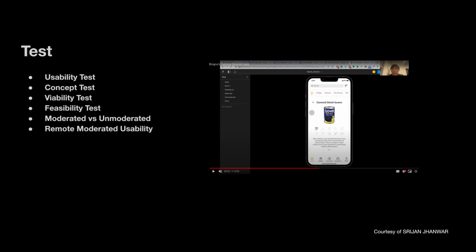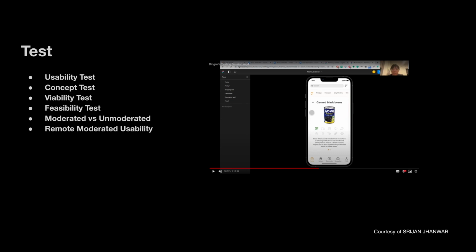Moderated is when you're there and you get a little higher quality data from that if you do it correctly. In-person is fine, but remote moderated usability testing is often what we do when we are remote. And here you can see, courtesy of Sirjan Janwar, I found her case study online.